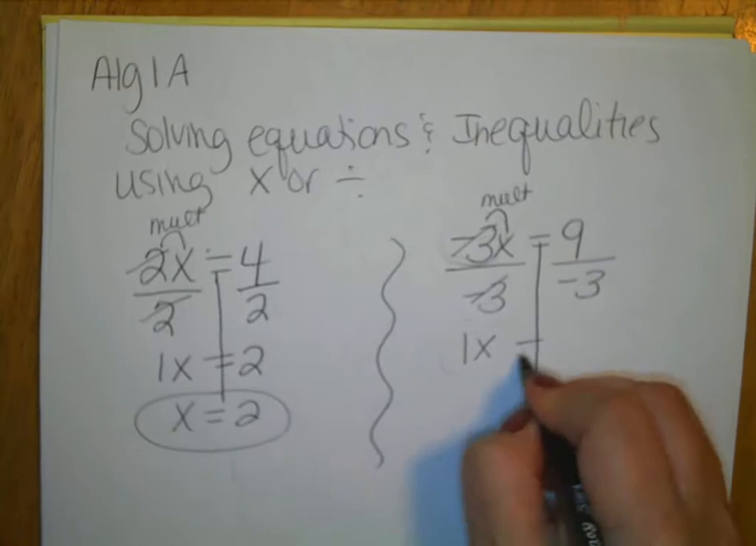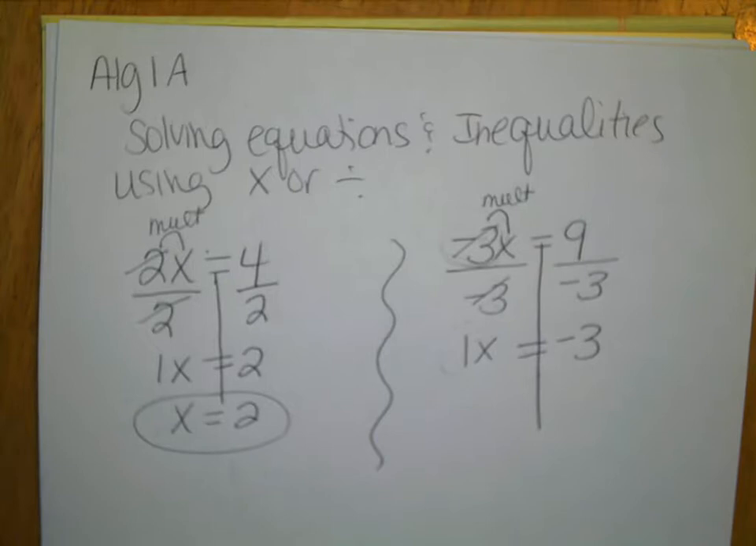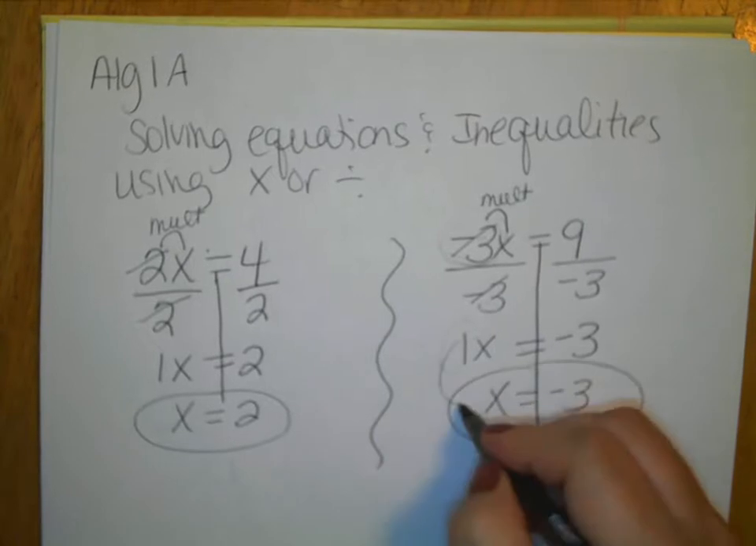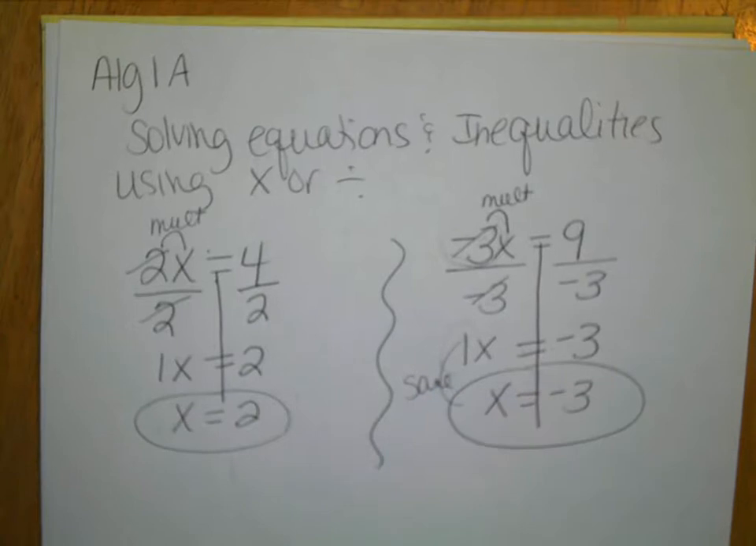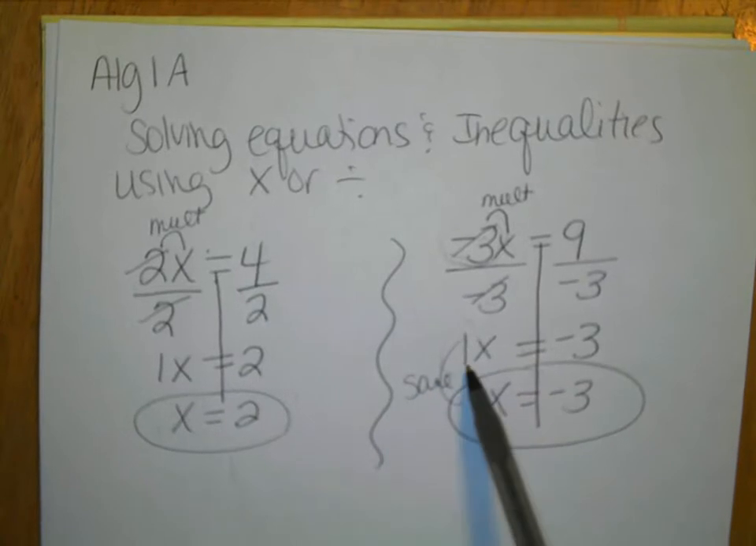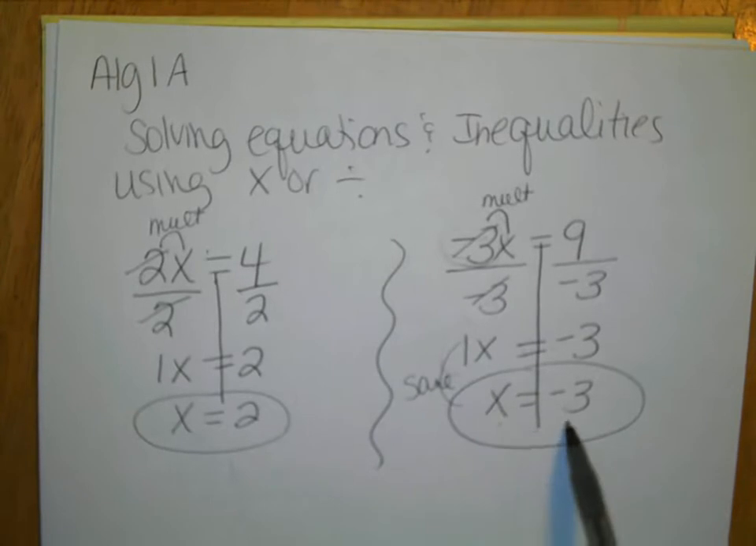9 divided by negative 3 is negative 3. I can also write this as x is equal to negative 3. These are the same. I prefer, as we move up into algebra, that you not have the 1 in front of the x. I think that you need to write it like this. When we're first doing some things, if you need to put that 1 there, I understand.